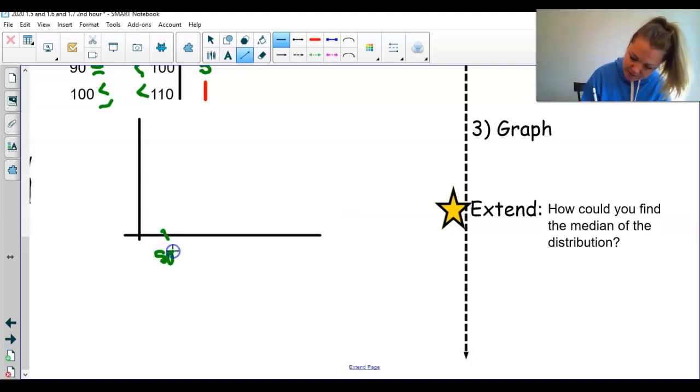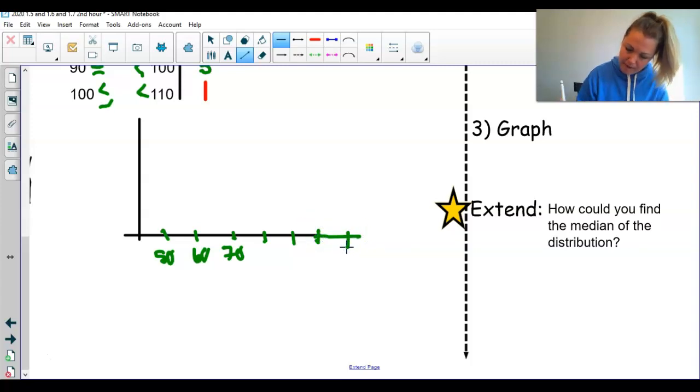50, 60, 70, 80, 90. I always do that. 100, 110. Okay. And now this is my actual grades down here. I'm going to label. So I'm going to put grades.